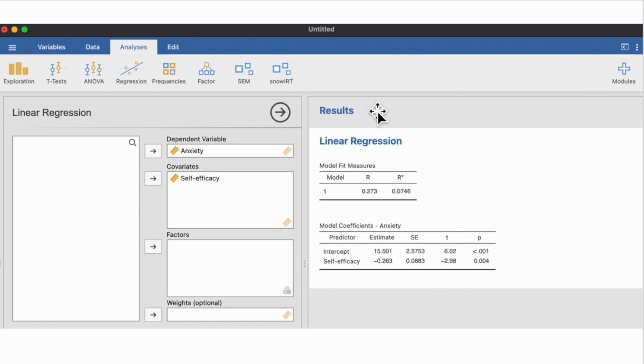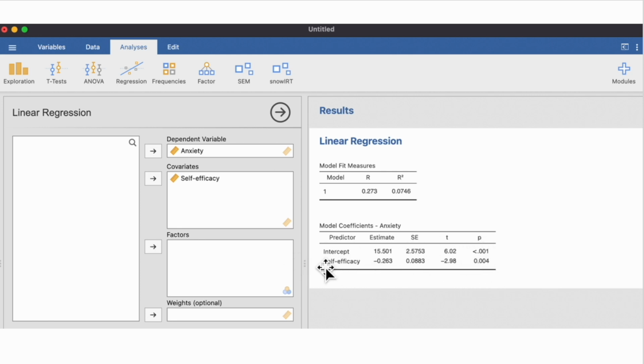On your right side, you will notice the model fit measures and then the model coefficients. This is the output that you get by default without clicking on anything else. The moment you transfer your variables to the right side, it will generate this output. Based on this, you can see there's the R value, which is the correlation, and then the R square, which is the effect size, the coefficient of determination, and then the p-value to see whether this is significant or not.